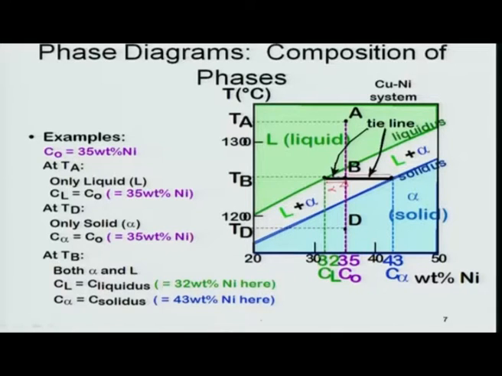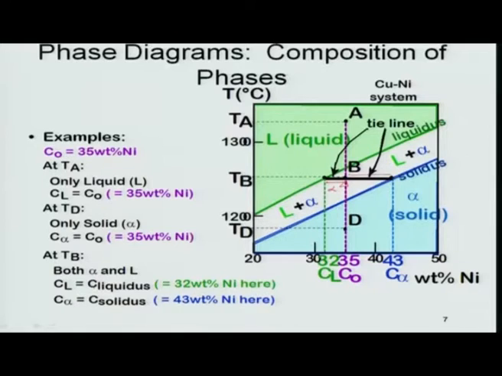That is how we calculate the amount of phases, and the same thing is done in this slide. If I consider the composition of the alloy to be 38% nickel, and you draw this tie line at a temperature Tb, which is between 1200 and 1300 degrees Celsius, then you can see that C_L, the composition of the liquid, is equal to 32.8%, and C_alpha is 43%. You can see here the two points it cuts.